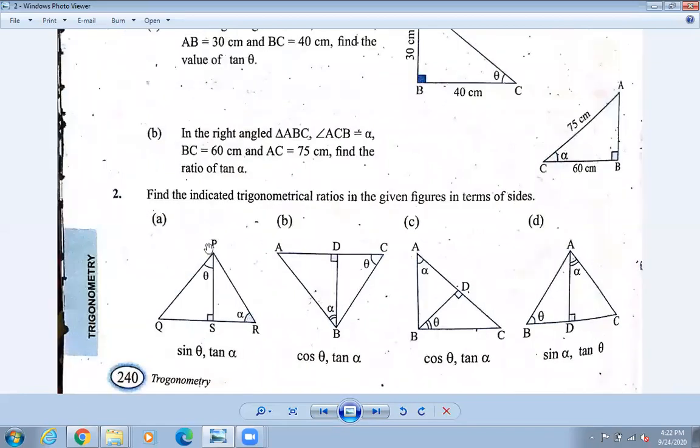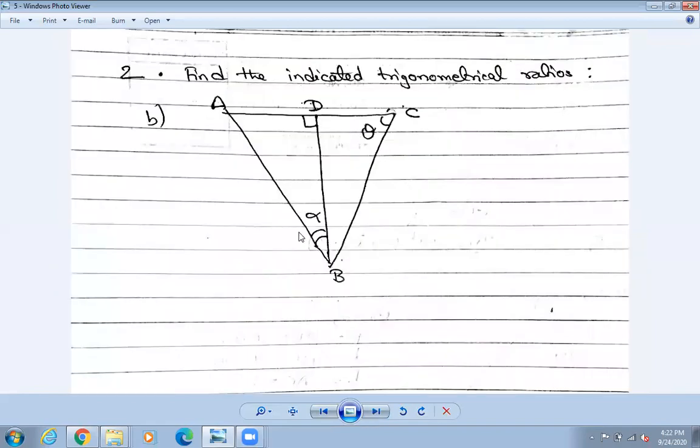Okay, so in question number 2, what is there? Find the indicated trigonometrical ratio in the given figure in terms of side. So you are asked to find out sine theta and tan alpha. This is called alpha. This is called theta. Here you need to find cos theta, tan alpha, sine alpha, tan theta. In that way you need to find out. So I have done question number B. Okay, let me show this number.